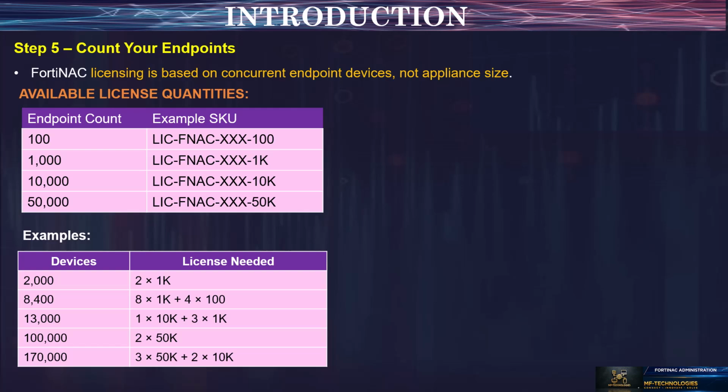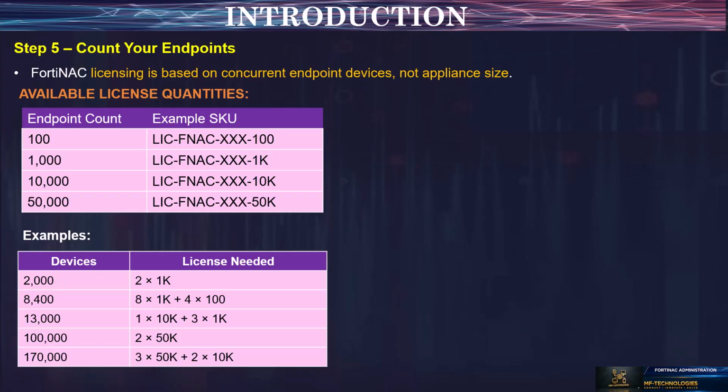This means that the appliance determines the performance capacity, while the license determines how many devices FortiNAC is allowed to manage. On this slide, we have common license quantities such as 100, 1,000, 10,000, and 50,000 endpoints. These license quantities can be combined to meet the customer requirement.